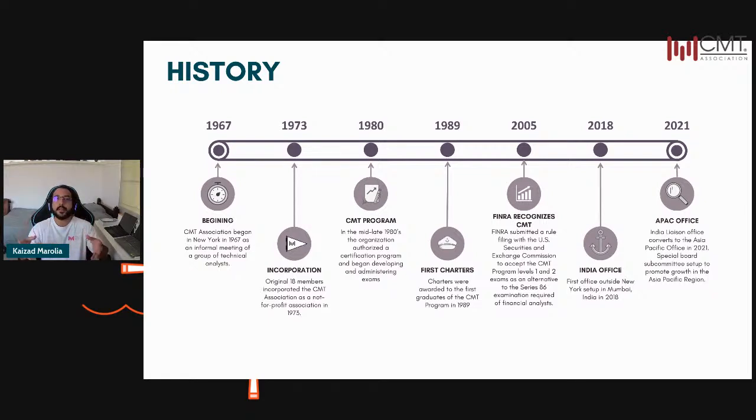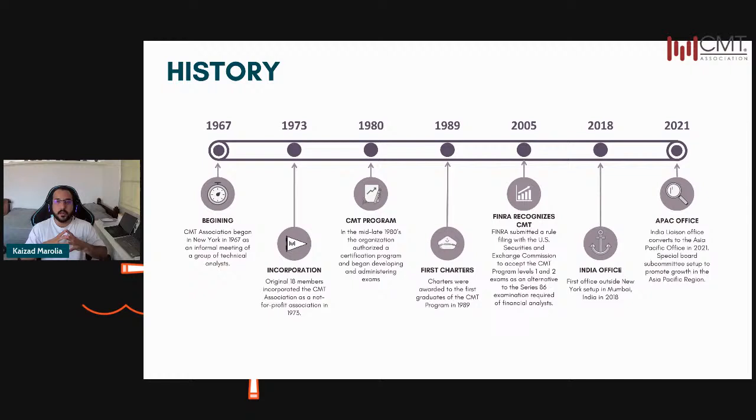So they incorporated the CMT Association as a not-for-profit in 1973. Initially, like I said, they just met to discuss the subject matter of technical analysis. But what they realized is that there was a need to qualify professionals who pursued this discipline with an interest in higher education within it, showing that they were dedicated to the practice of this trade. There was born the CMT exam, which is the primary bread and butter of the CMT Association. The association authorized the certification program and began administering these exams in the late 1980s. And I think the first charters were given out in 1989.